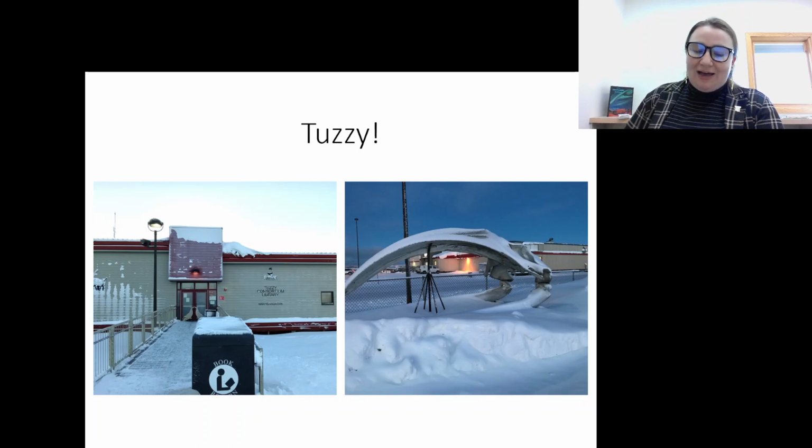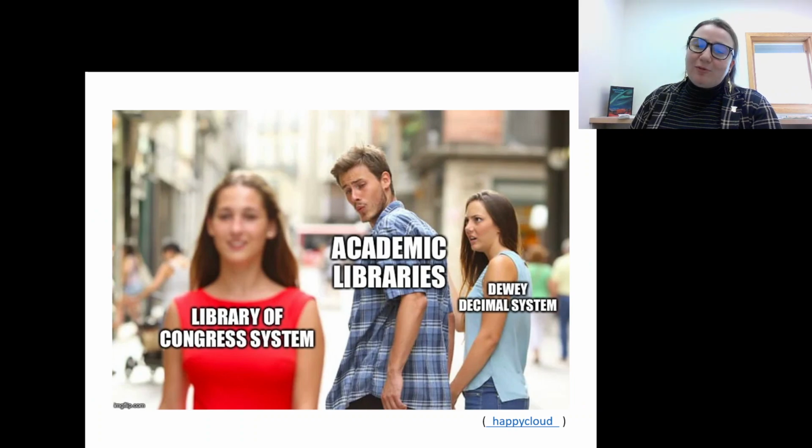And then we also have our collection organized by the Library of Congress system. Most public libraries are going to be using the Dewey Decimal System, and that's why it's more broadly known as opposed to the Library of Congress, but again, because we're technically an academic library, we are using the LOC system.